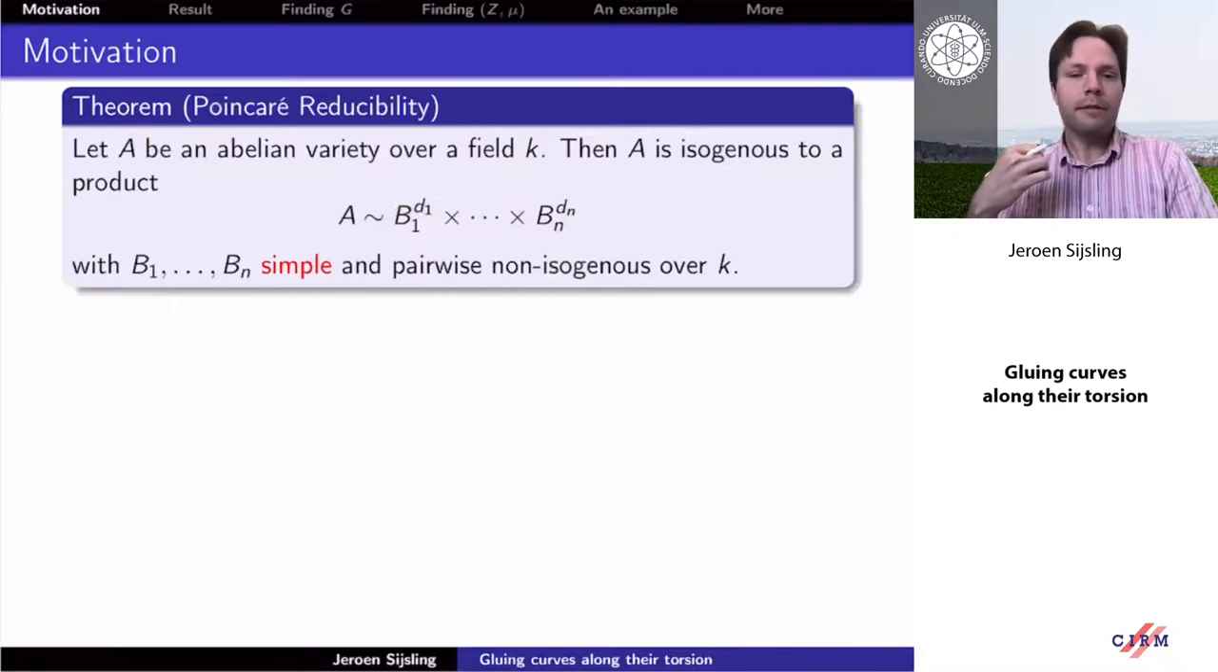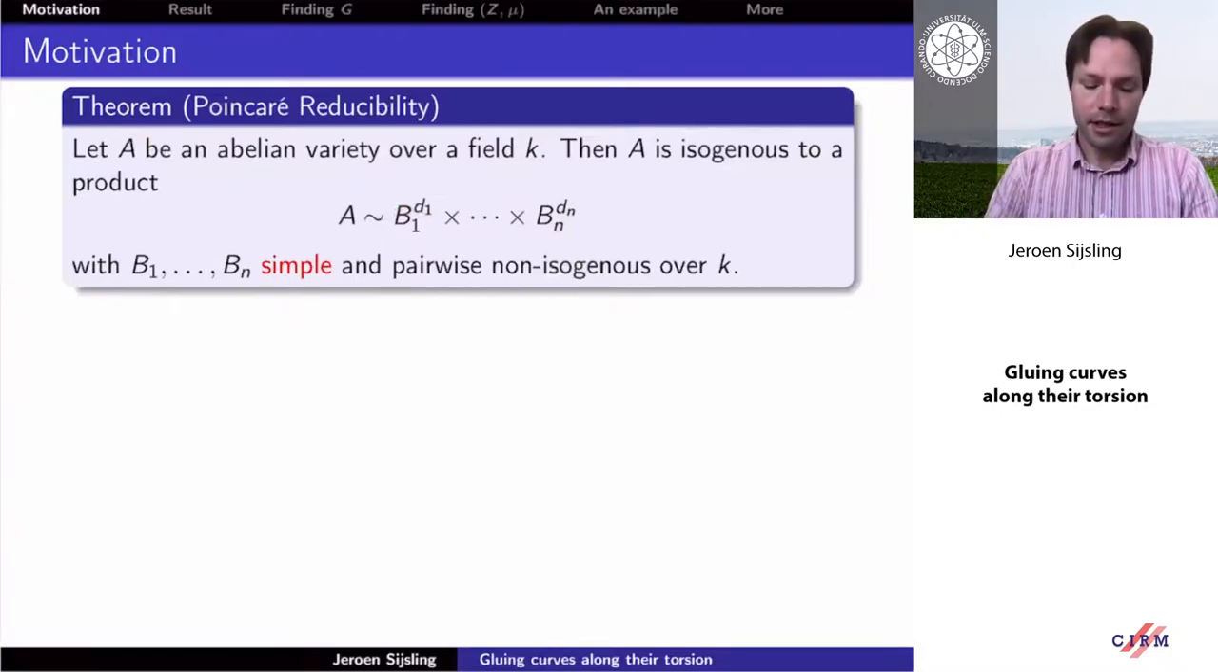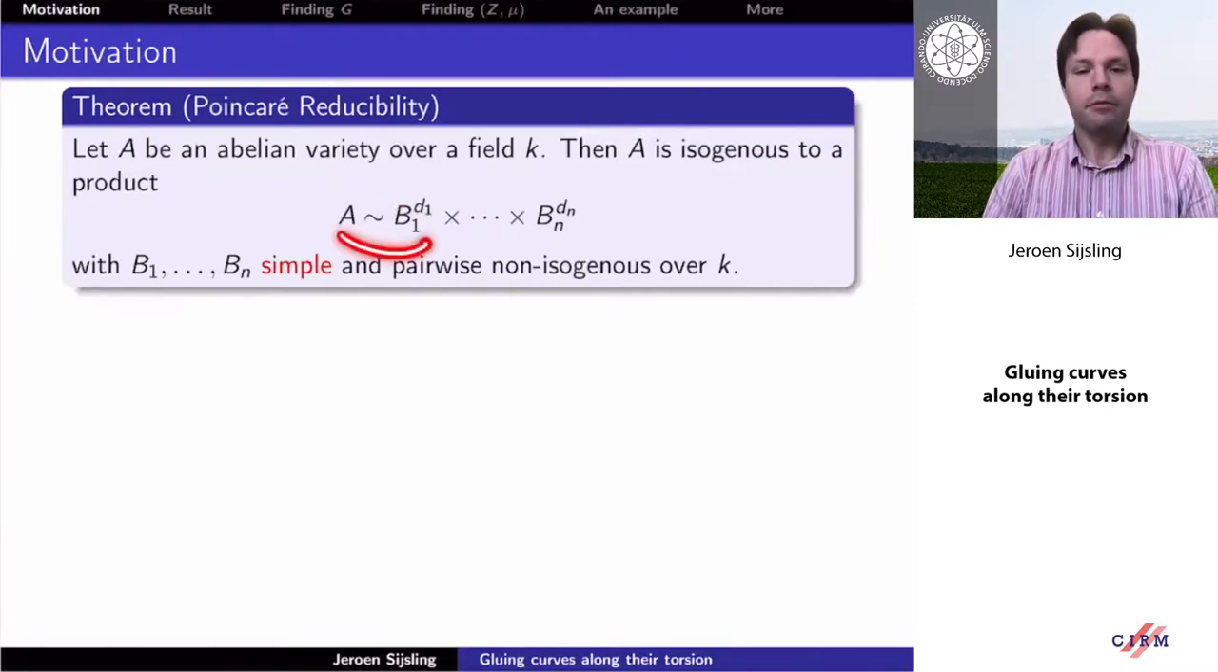And the goal is to try to understand this theorem in both directions. That is to say, starting from A to move to the right-hand side, but the main theme actually is to view it the other way around, to start with a bunch of factors and to construct a corresponding abelian variety A. That is the goal today.